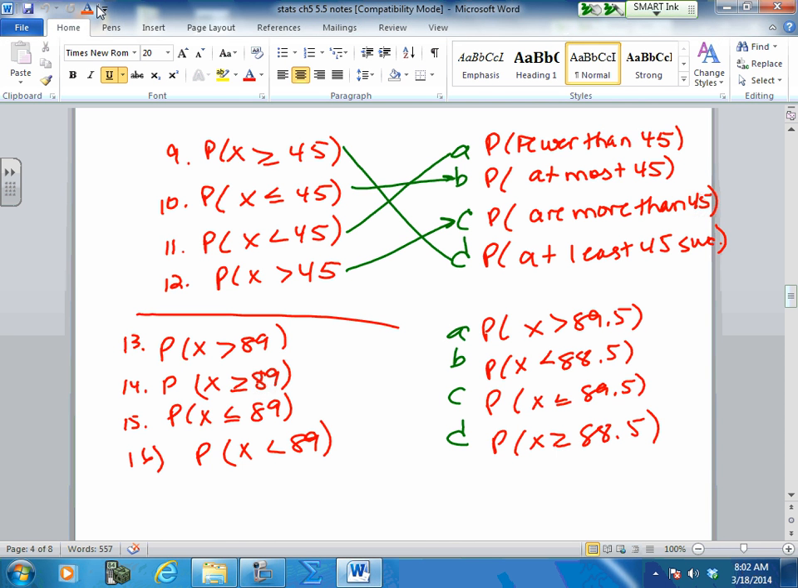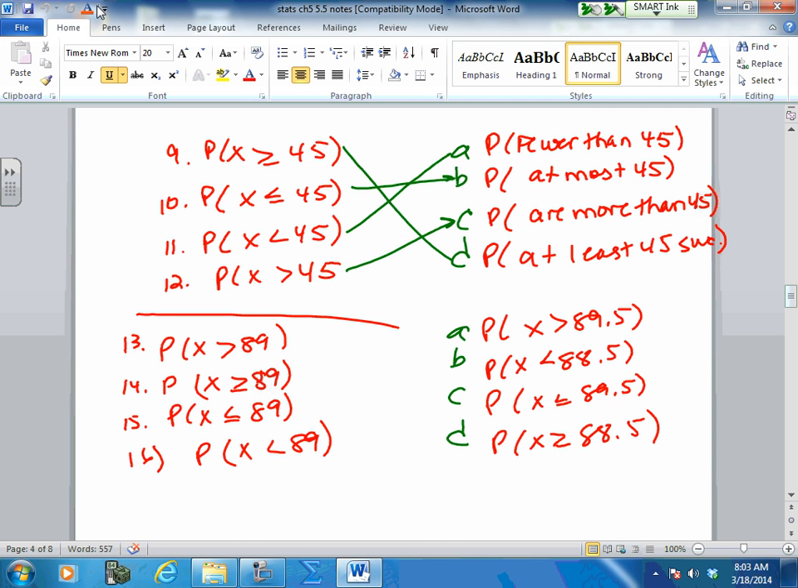Okay, are we okay with the inequality signs, with the equals, and when it has the less than? What I find helpful is think money in your pocket. If I have less than $10, can I spend 10? No, because I don't have 10.